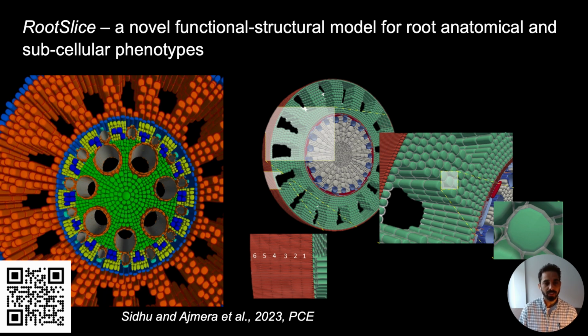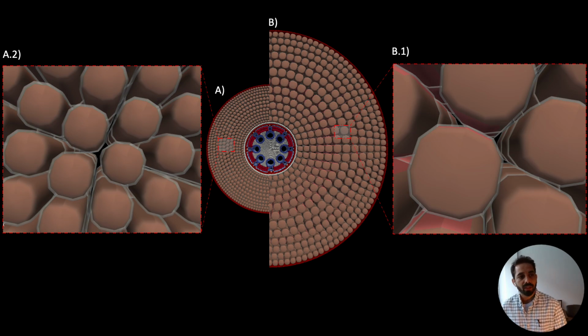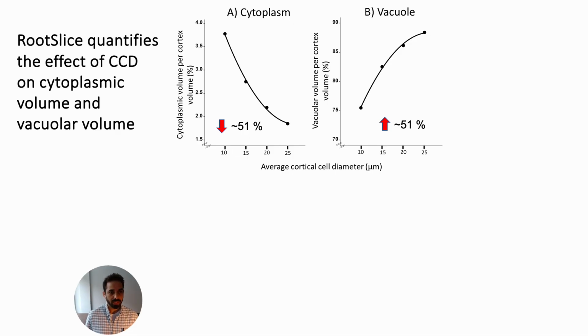So for this project, what we did, we simulated different cell sizes. On the left here, you have a root with smaller cell sizes. On the right, you have a root with larger cell sizes. And then we asked RootSlice, what would happen to root construction cost and root maintenance cost? The first thing that was interesting to us was that RootSlice predicted that with an increase in cortical cell diameter, there is a reduction in cytoplasmic volume and a corresponding increase in vacuolar volume.